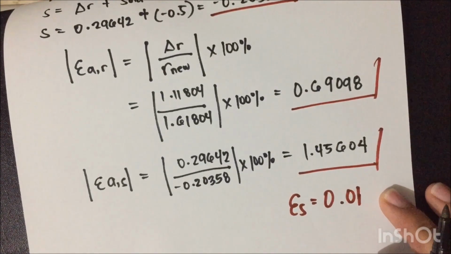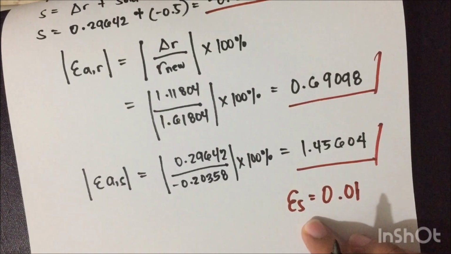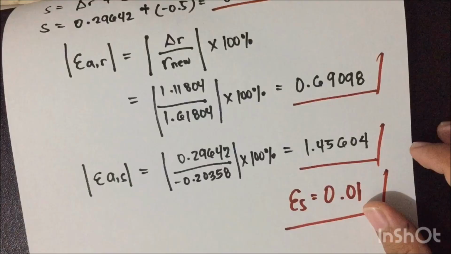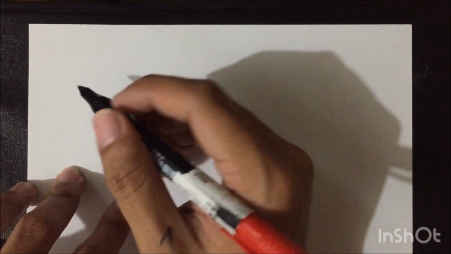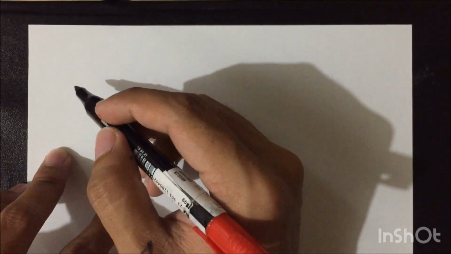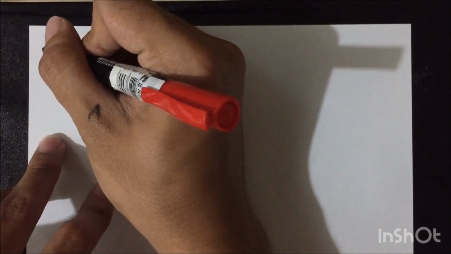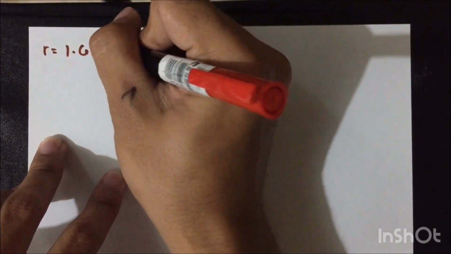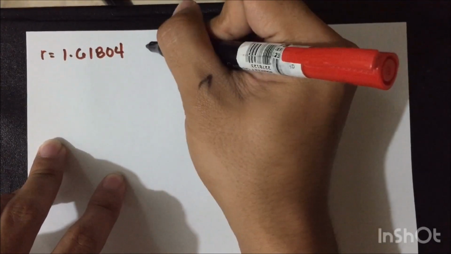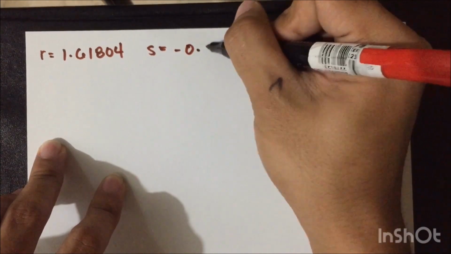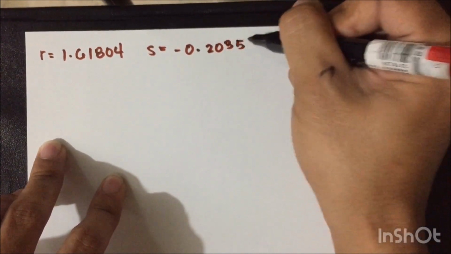So, ulitin natin yung step 2 hanggang step 6 until ma-reach natin yung criterion na to. Guys, hindi natin na-reach yung ating criterion, which is 0.01. So, ulitin natin yung from step 2 to step 6. So, meron tayong panibagong value ng R, which is 1.61804, at panibagong value ng S, which is negative 0.20358.